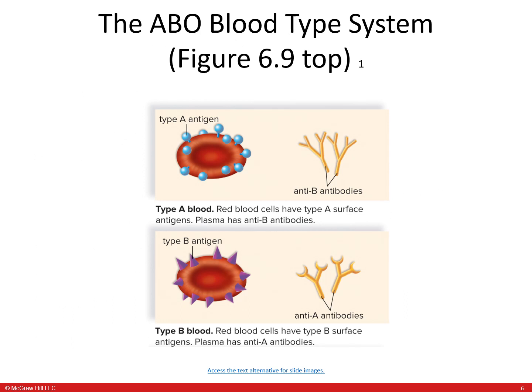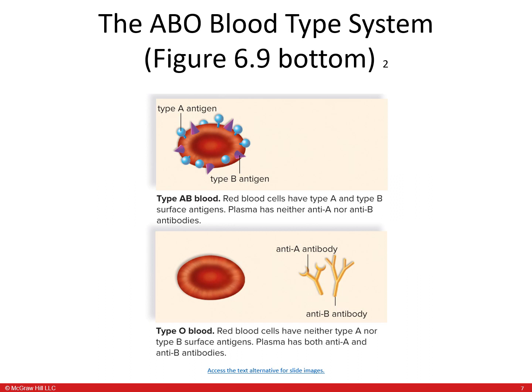So here we have two images of red blood cells. On the first one, you have a type A antigen, and that particular cell has anti-B antibodies. And on the bottom one, you have a type B antigen, and that has anti-A antibodies. So this is why it's extremely important whenever you do a blood transfusion to make sure that the blood types are compatible. Otherwise, you can actually kill the patient.